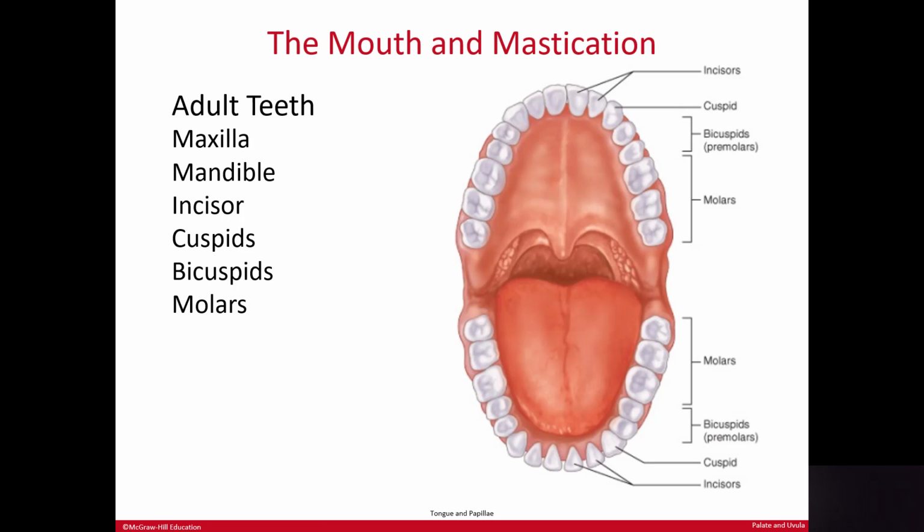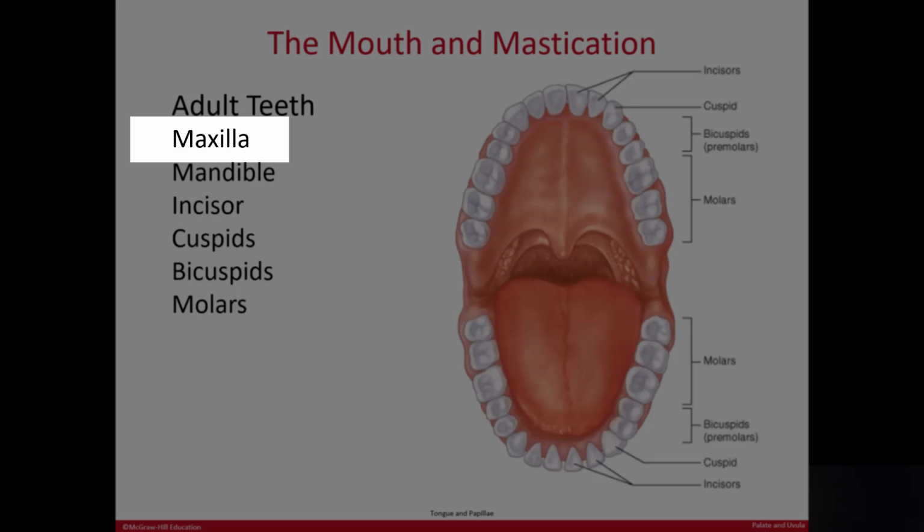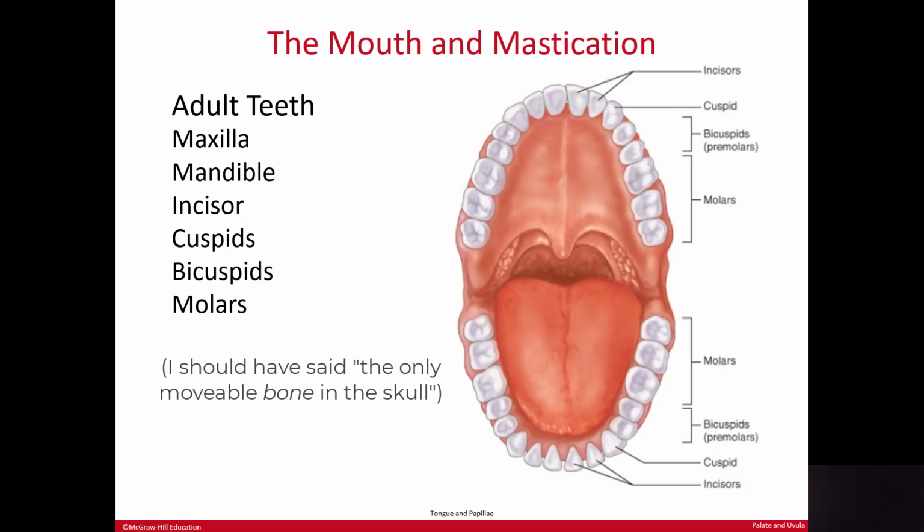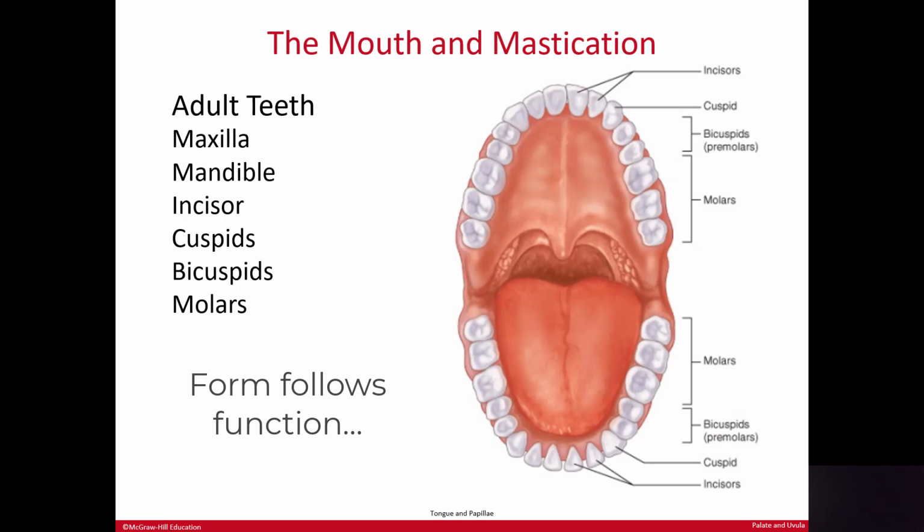In the mouth, obviously it's where we have our adult teeth. We have 32 teeth, 16 on the top and 16 on the bottom. The upper jaw is referred to as the maxilla. The lower jaw is the mandible. The mandible is the only movable jaw in the skull. The teeth are the hardest structures in the body, and the teeth have different shapes based on their function.